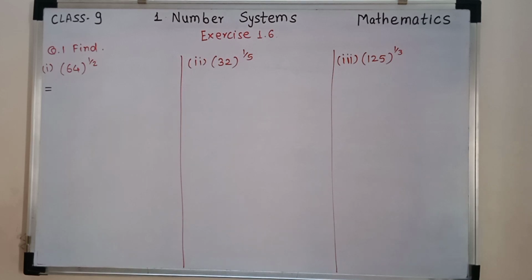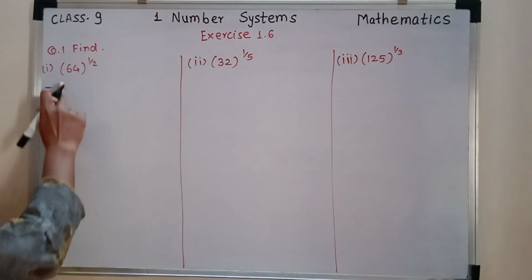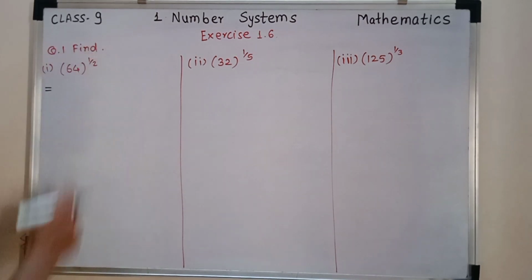So we will solve the exercise number 1.6 from your NCERT. The very first question is that we need to find 64 raised to half. What is meant by the half? We need to calculate the root of 64.